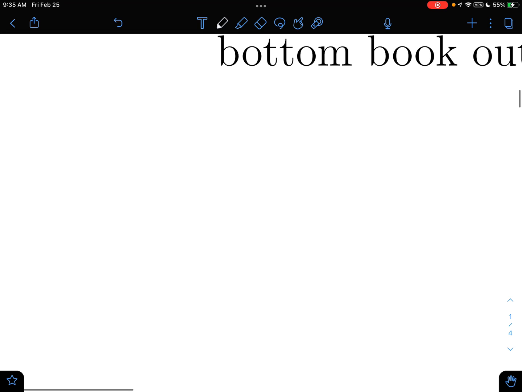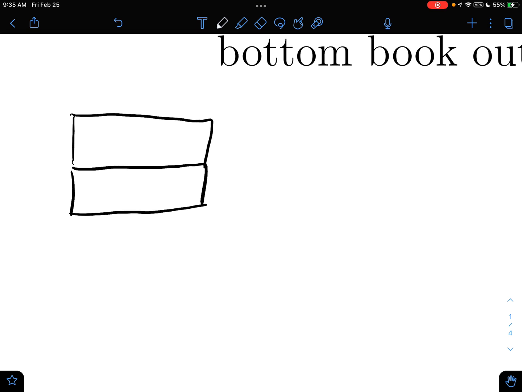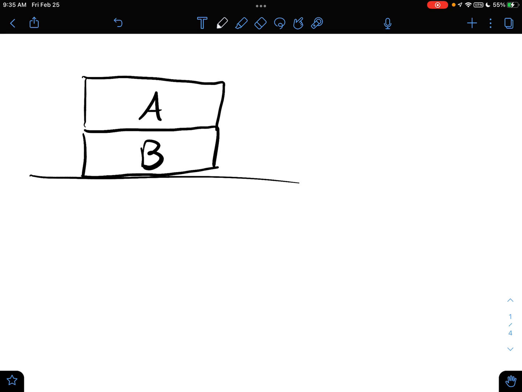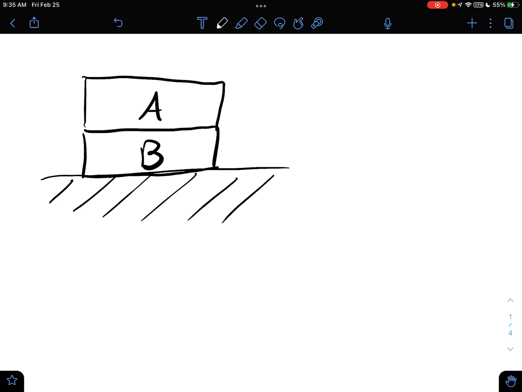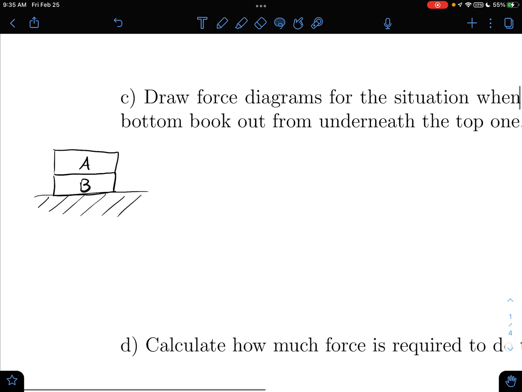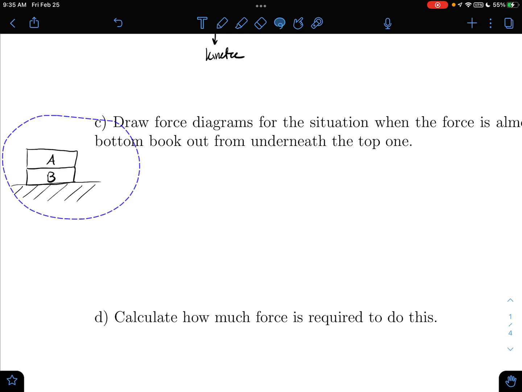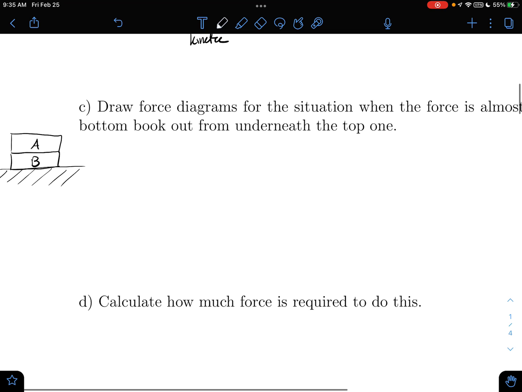I'm just going to draw a quick picture of my situation off to the side. Here's one book, and here's another. I'm saying A is on top and B is on the bottom. And here's our table. Ooh, that's a bad table. There we go. Wonderful. Here's our little picture, just to keep track of which book is which. So I'm going to draw a couple of force diagrams.